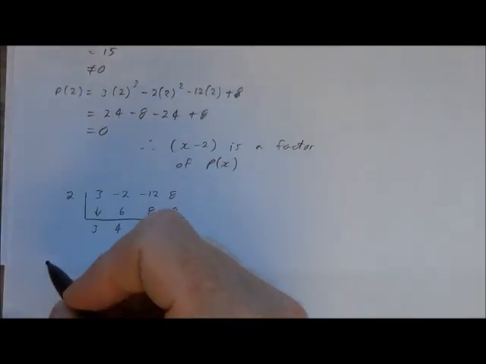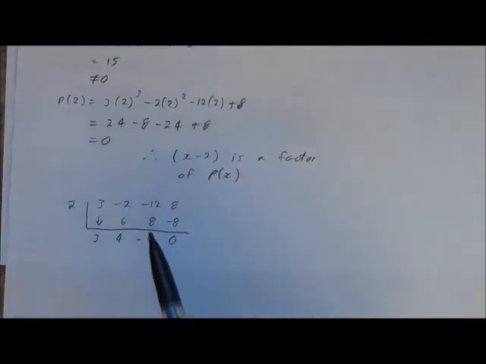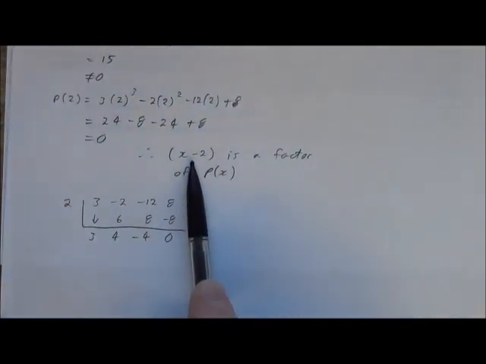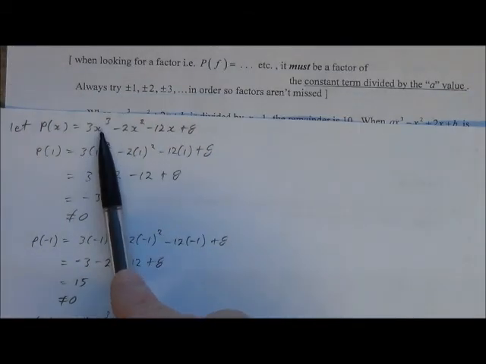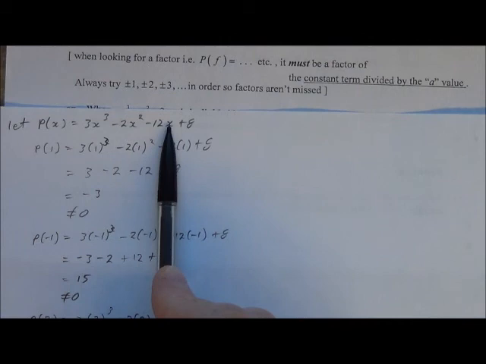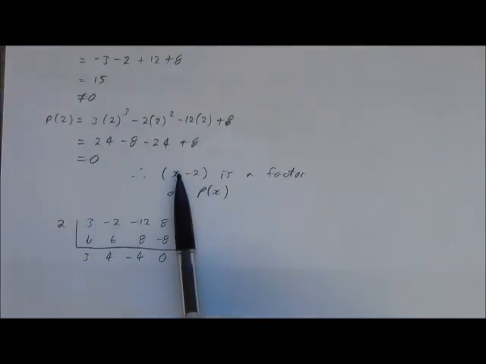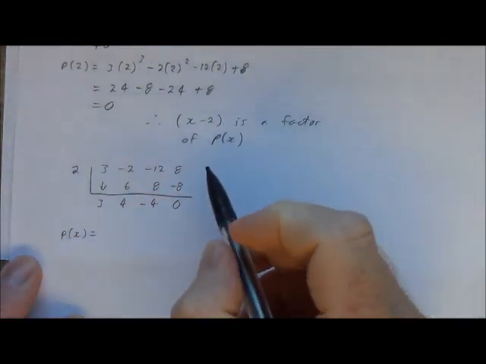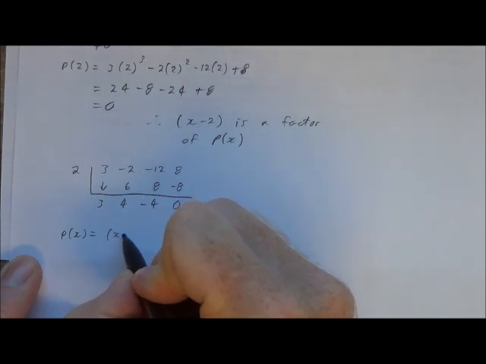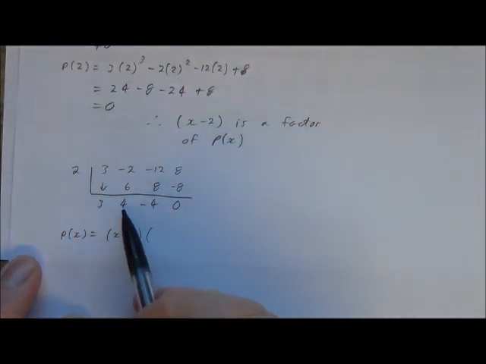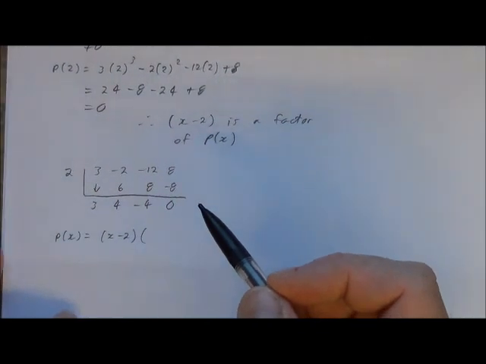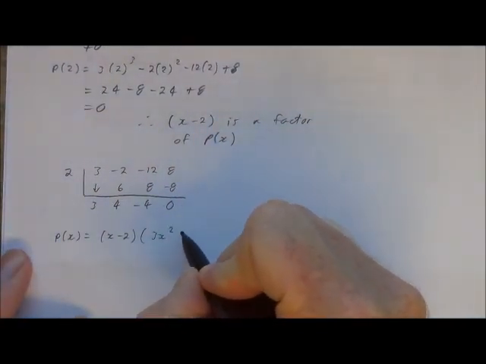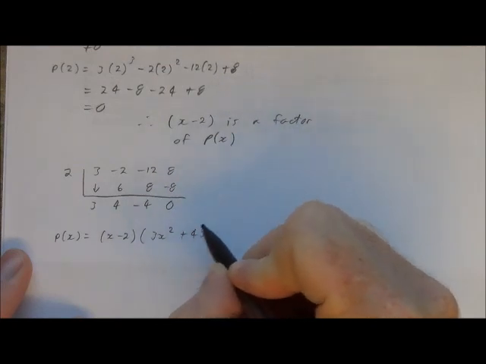And so what that tells us now, because we're dividing a cubic by a binomial of degree 1, is that the powers of the cubic, or the degree 3 polynomial, are all going to be reduced by 1. Okay? So then p of x becomes x minus 2, and then these are the coefficients of the new quadratic function that we're going to have: 3x squared minus 4x plus 4x minus 4.